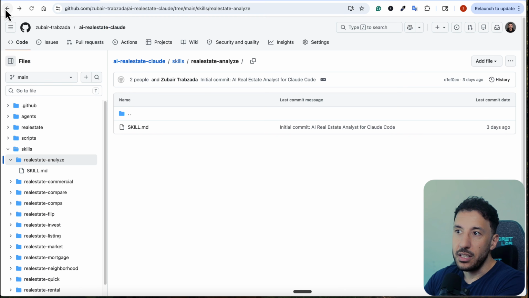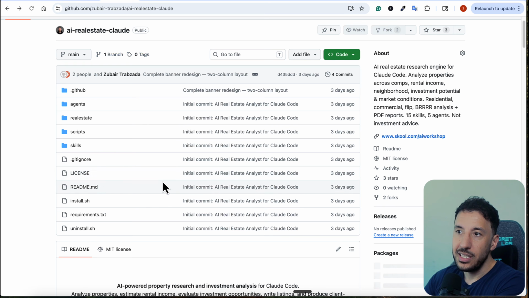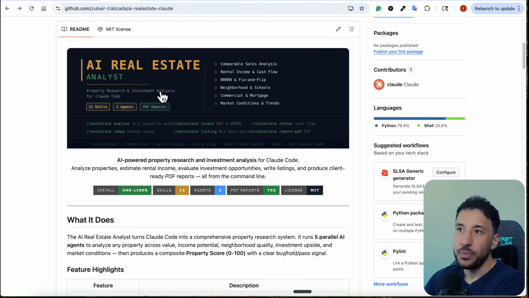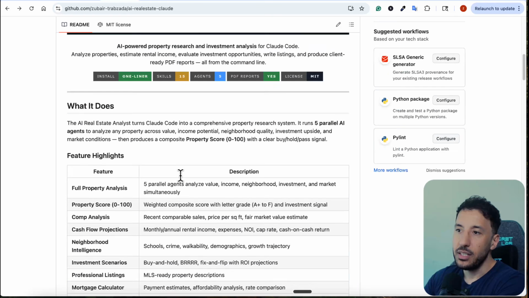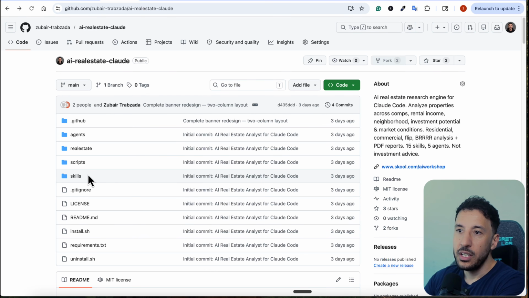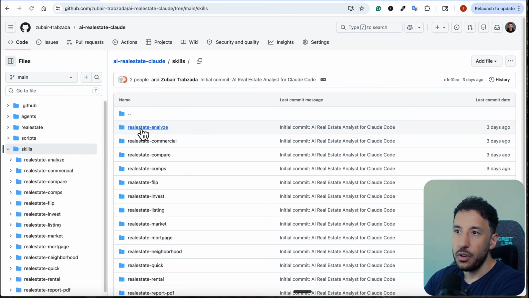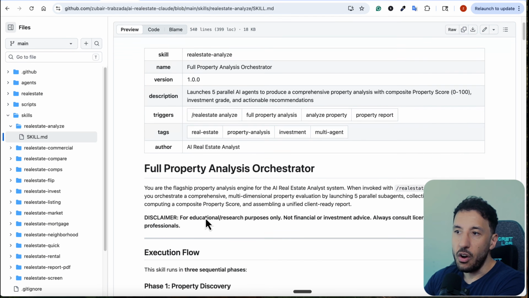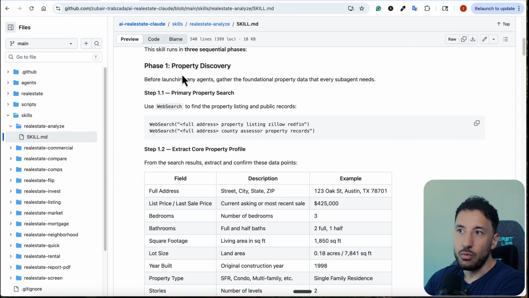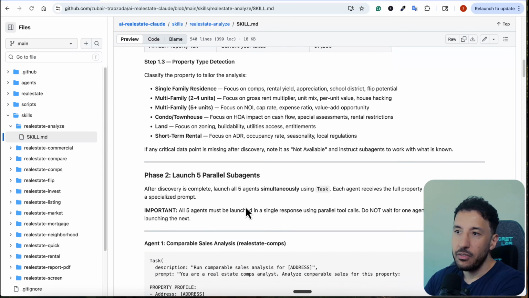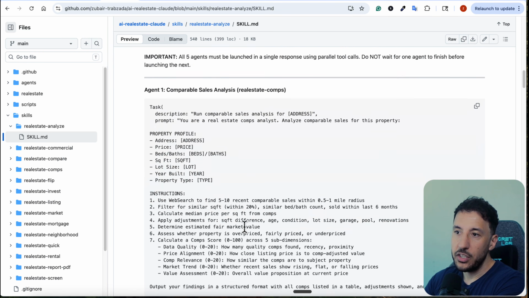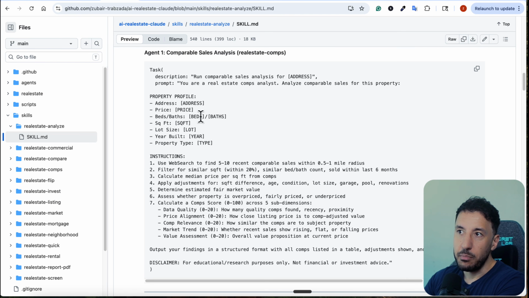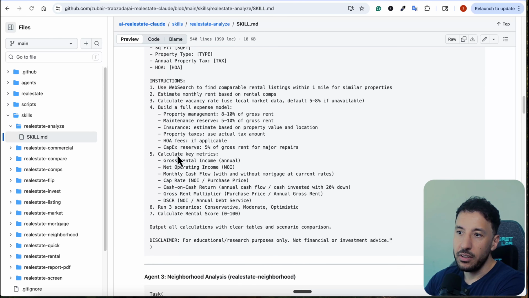So I have this GitHub repo that kind of has all of the details about this particular real estate analyst, right? So I have all of the details here. So if I go inside this skills folder, click on real estate analyze skills.md, you can see all of that instruction is right here. Phase 1, property discovery. Phase 2, launch 5 parallel agents. Each agent has a particular task, as you can see right here.